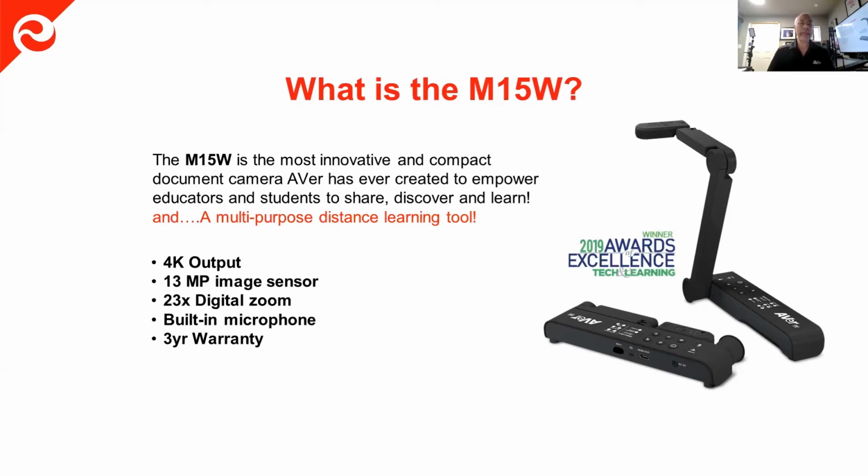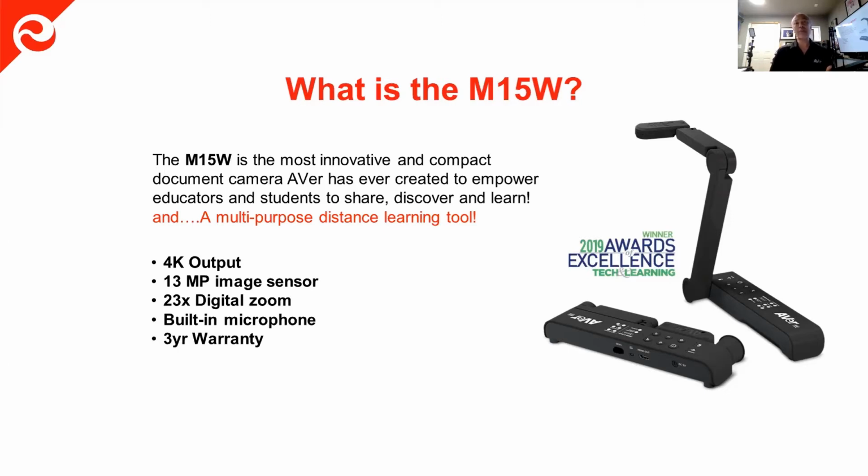Well, 4K output, if you think of, you heard people talk about 1080p being so great in the past. Well, 4K is really 4 times that of a 1080p. So that really allows you to zoom in and you get some really clear images. And the 13 megapixel image sensor kind of goes along with that. Currently, 8 megapixels is about the industry standard. So a 13 megapixel document camera is going to allow you to capture some really crisp and sharp images.